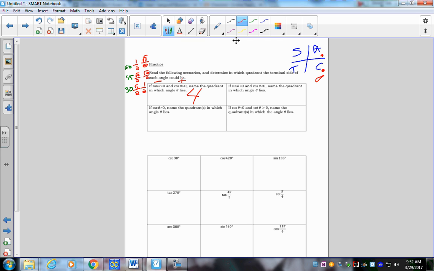All right, and then it says if sine is negative and cosine is negative. So I'm looking for both sine and cosine are negative. The only place that will occur is down here in quadrant 3.